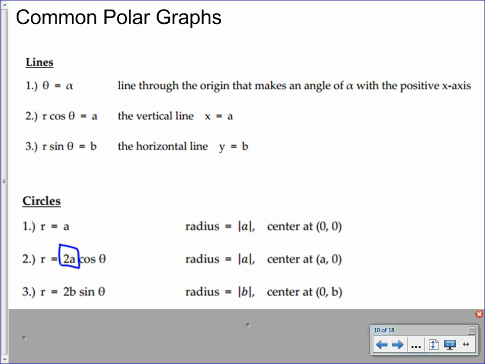Get your calculator out, put it in polar mode. Make sure you got scale. Polar mode and radian mode. We'll make it just 2 cosine theta. Graph. So you should have, to the right of the pole, a circle. Scales, you can get to that.